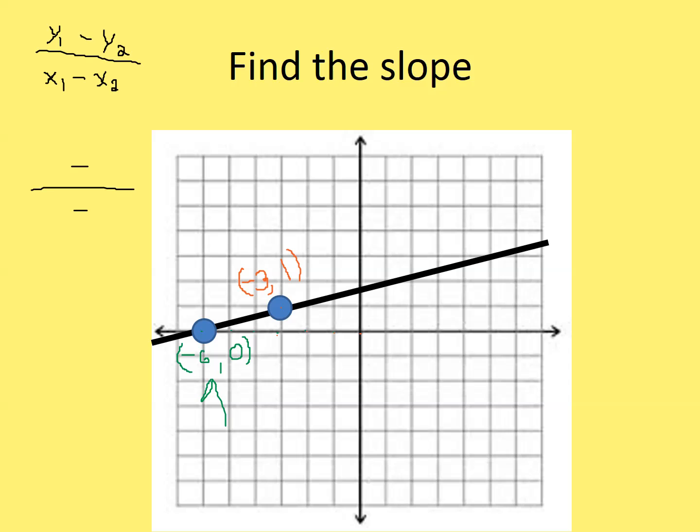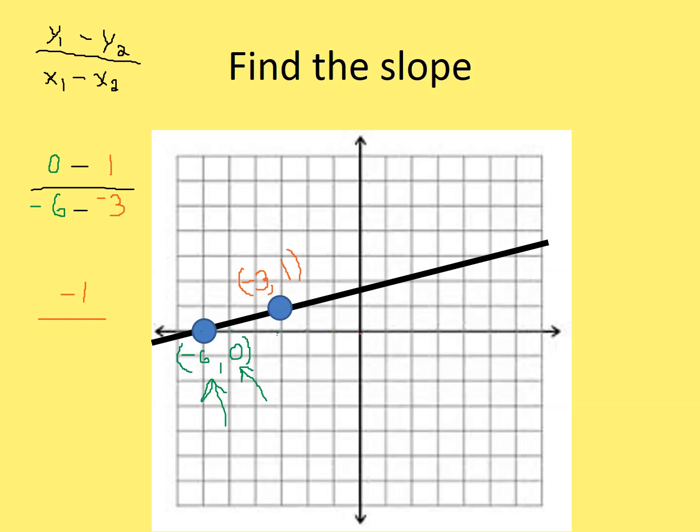So if I call this y1, oh, sorry, did I say y1? x1. If I call that x1, that's the x value from my first point, that means it goes in here. Then this is y1, so I put in 0 where y1 was. Negative 3 is my x2, and positive 1 is my y2. 0 minus 1 is negative 1.